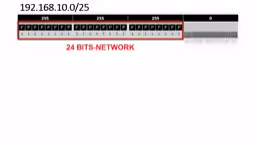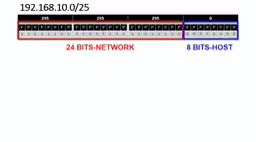Let's take another example. The IP address 192.168.10.0 with the CIDR value 25. The IP address is the same as our previous example, but this time we have changed the CIDR value from 24 to 25. As we know, the default subnet mask of a class C IP address is 255.255.255.0 because by default there are 24 bits reserved for the network and 8 bits for the host. But in this scenario the CIDR value is 25, which means there must be 25 network bits.